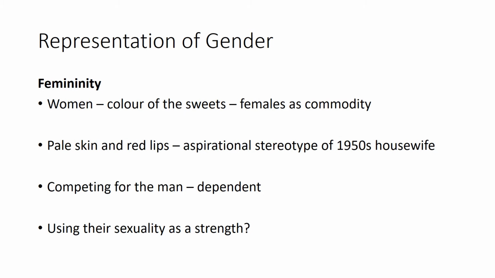In terms of femininity, we have the women, the colour of the sweets, females as commodities, something to be owned, but also to be desired. Their pale skin and red lips is very much the aspirational stereotype of the 1950s housewife. This is appealing to an audience which aspires to be like this. They are either side of the man, competing for him, seemingly dependent on him for his approval.